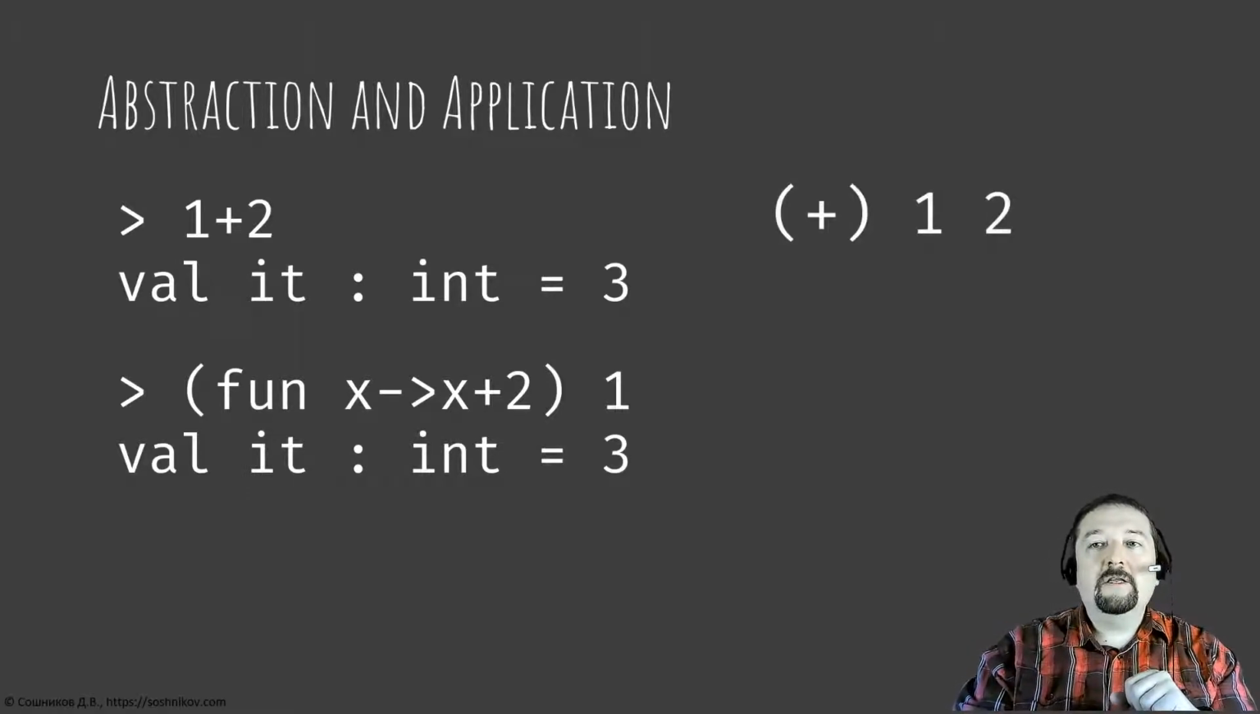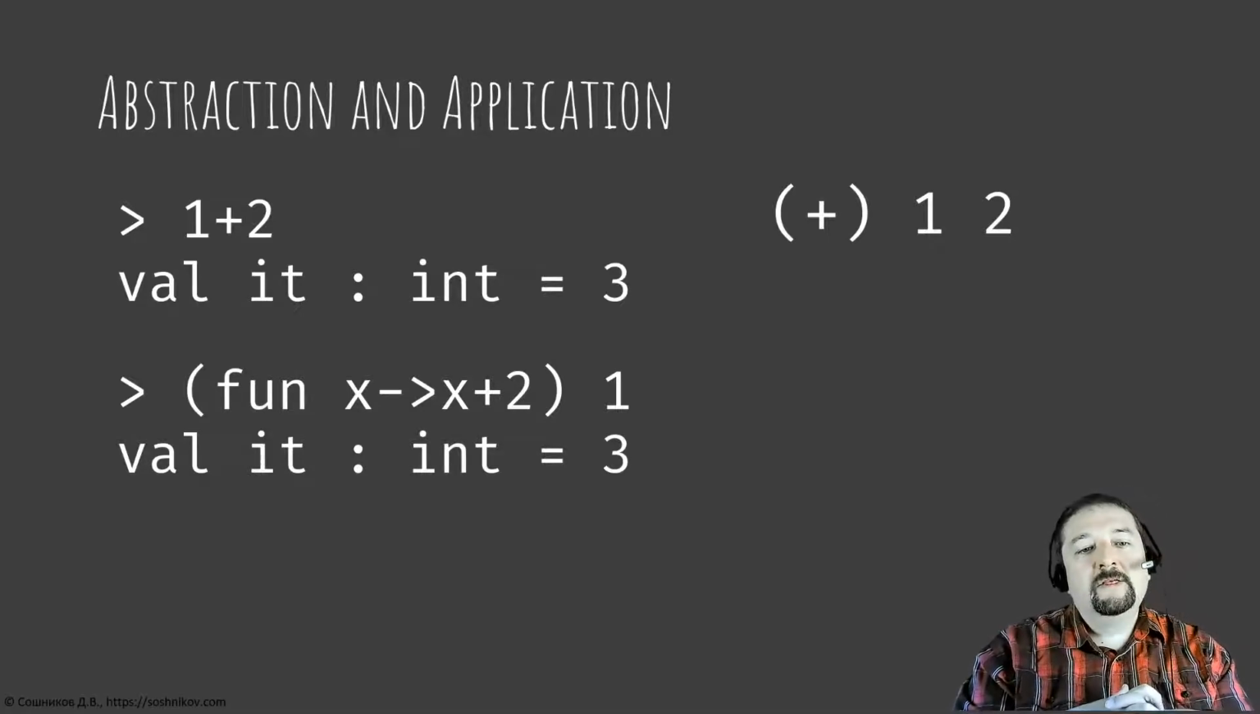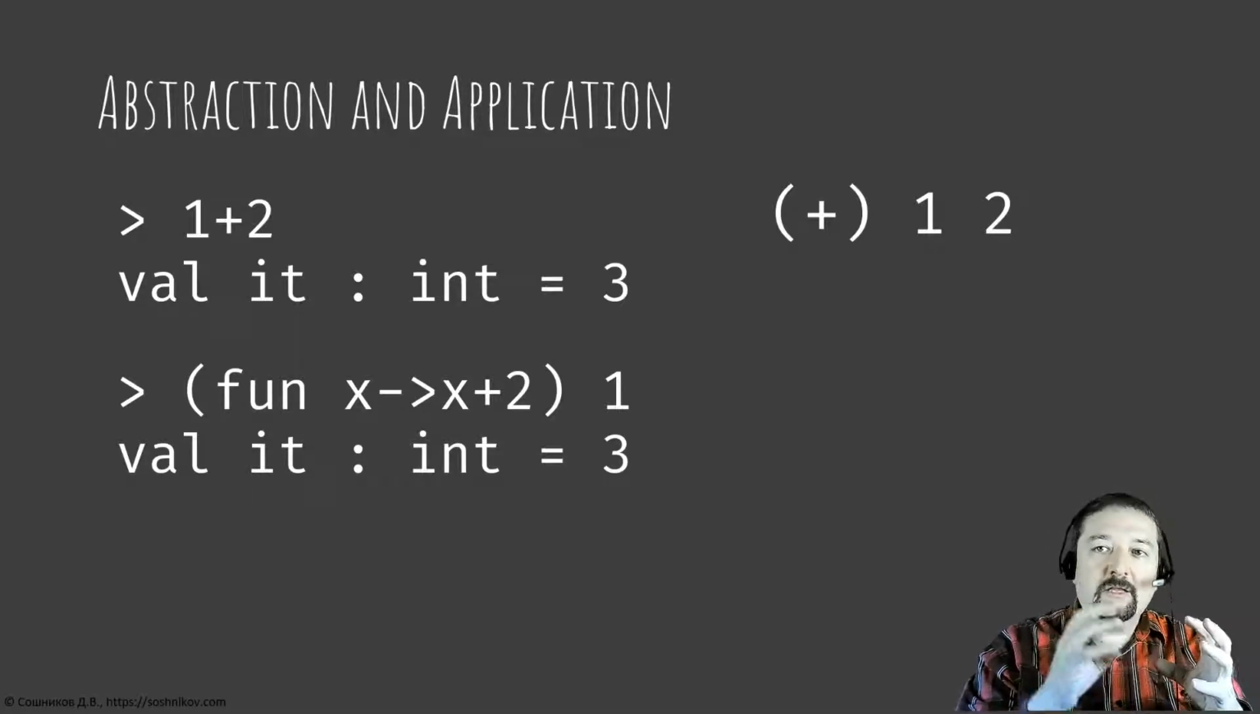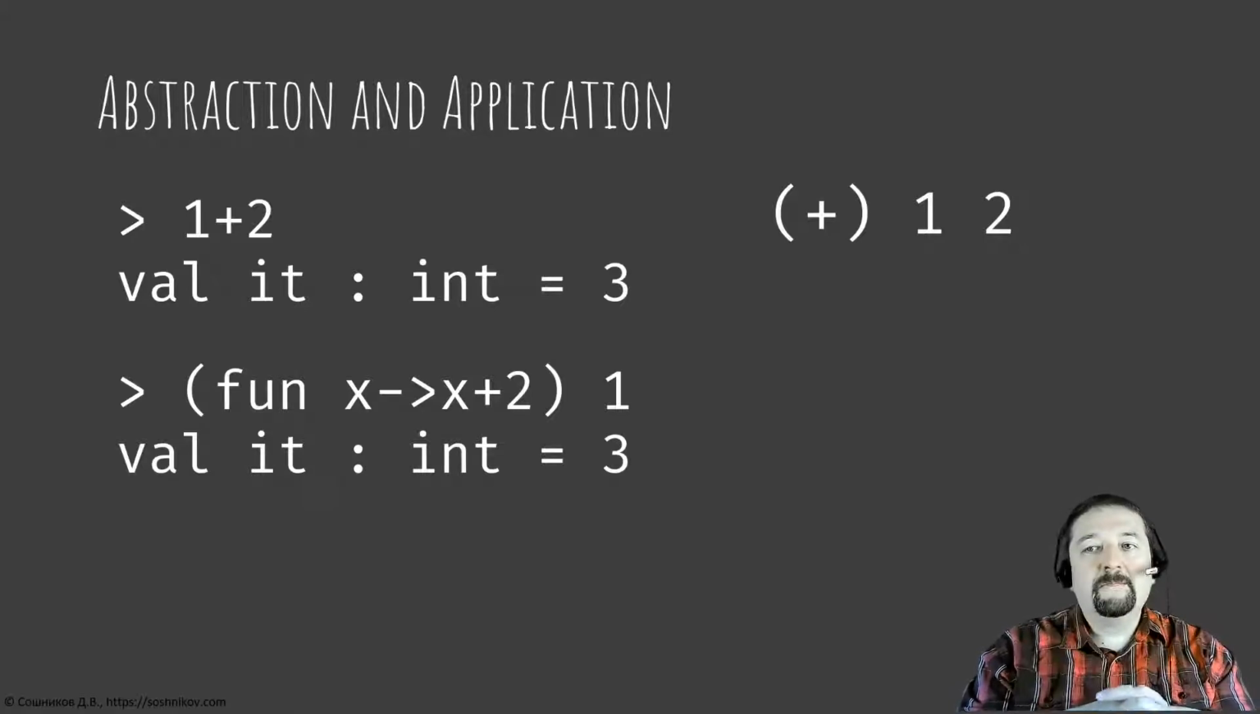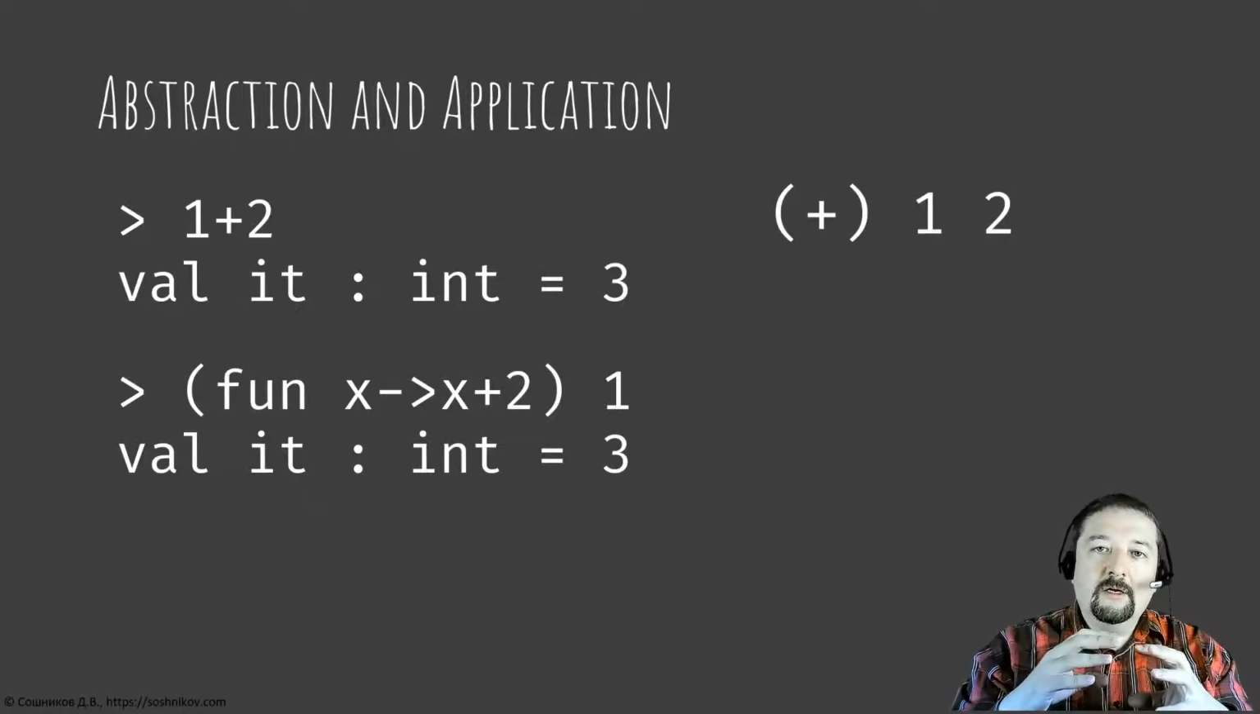We can write it in F# as 1 plus 2, or we can also write plus 1, 2 to be more explicit, that plus is a function and 1 and 2 are arguments. So this is application. It takes function and argument and produces the result. And there is also the reverse operation, which is called abstraction.